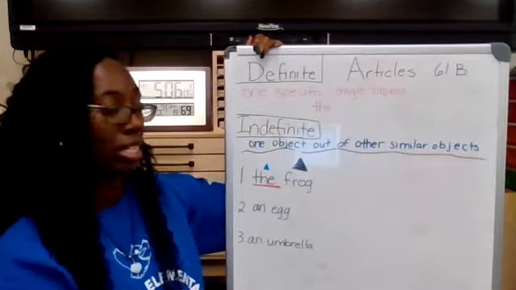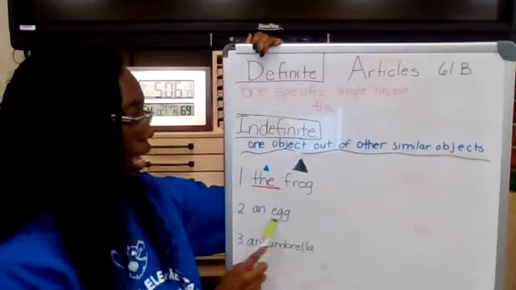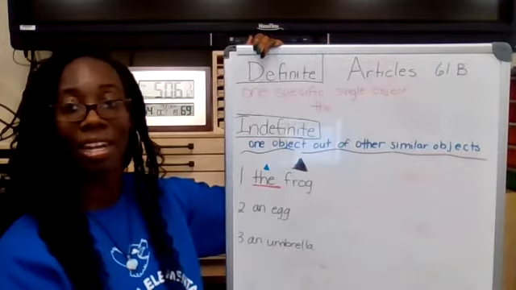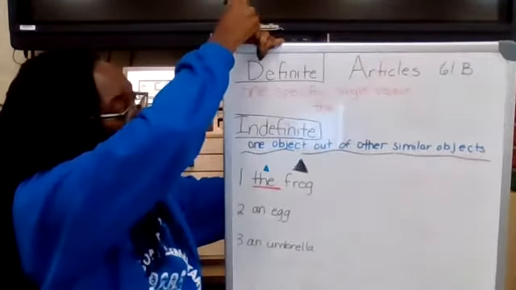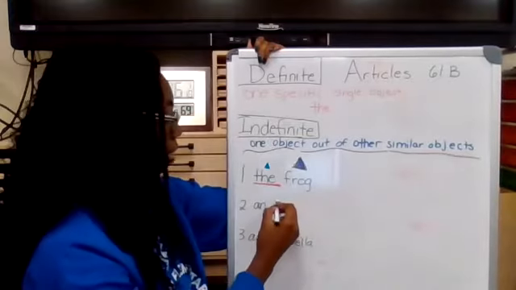Next one, it says an egg. An egg. So I know my noun. What am I talking about? I'm talking about an egg.